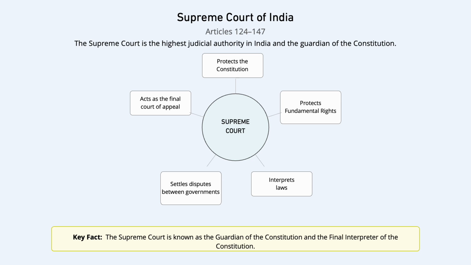Now, who interpreted it? The Supreme Court, okay? And it protects fundamental rights, right? Protection, how are fundamental rights protected?